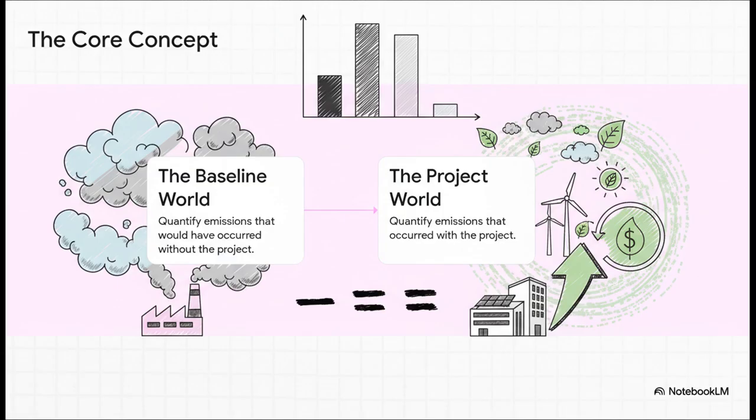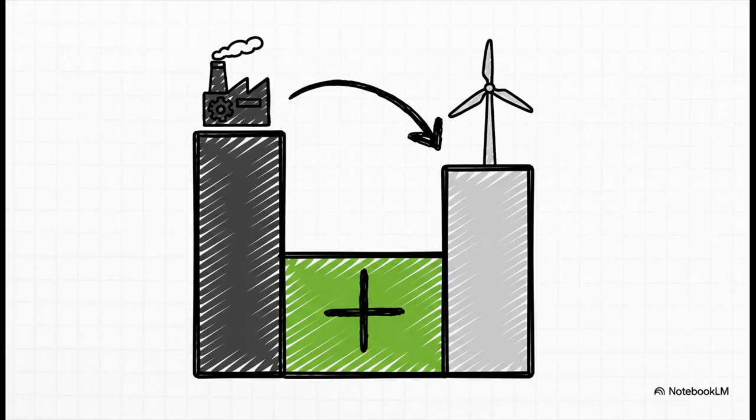The difference between those two numbers? That's your claimed reduction. Simple concept, right? But making sure both of those numbers are credible, that's where all the hard work comes in. So the big takeaway is that the reduction is just the difference between the baseline and the project. But how do we make sure that number is real and not just some creative accounting? Well, the standard gives us three main pillars of proof that as a verifier, I'm going to test rigorously.